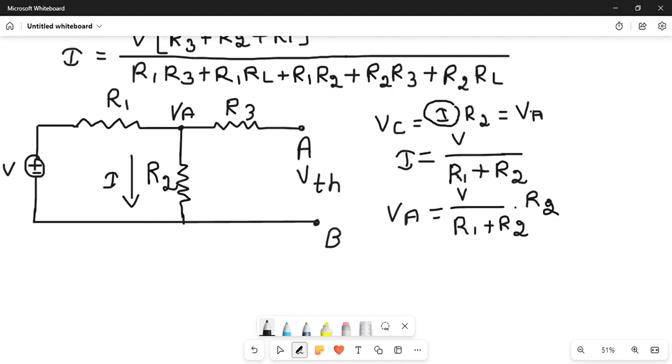Here it is nothing but V into R2 divided by R1 plus R2. You can just directly write.